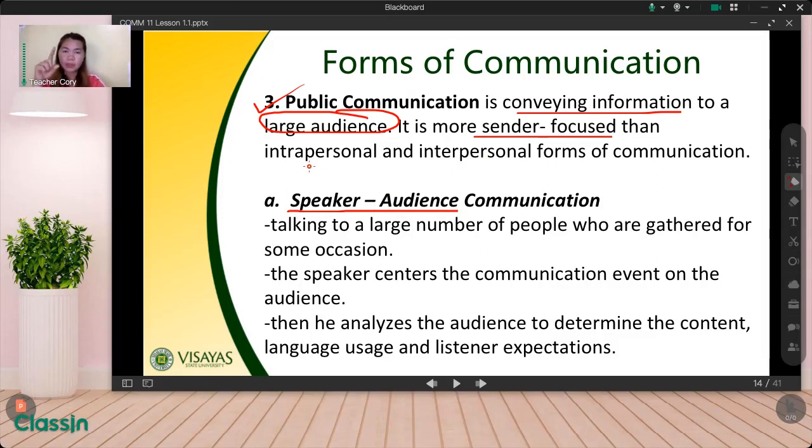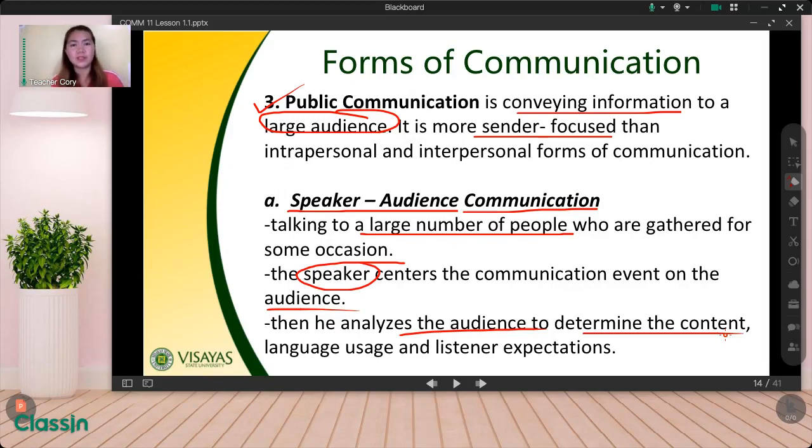So there are also different forms of public communication. First, we have speaker audience communication. So this is when we talk to a large number of people who are gathered for some occasion, and the speaker here centers the communication event on the audience, and he analyzes the audience to determine the content. So when we are speaking in front of an audience or for a certain occasion, we have to know who our audience are. So why do we need to know? Because it will affect the reception of the message.